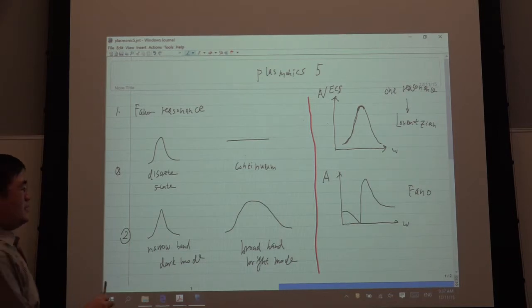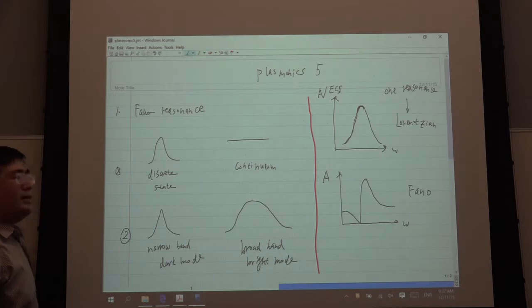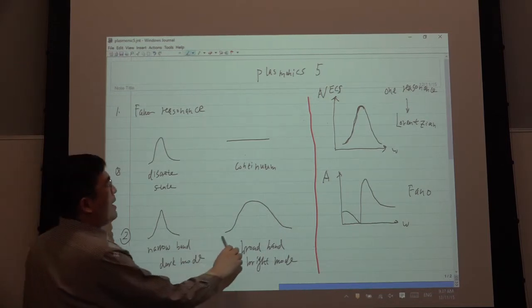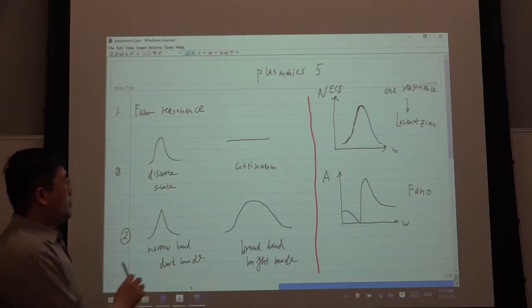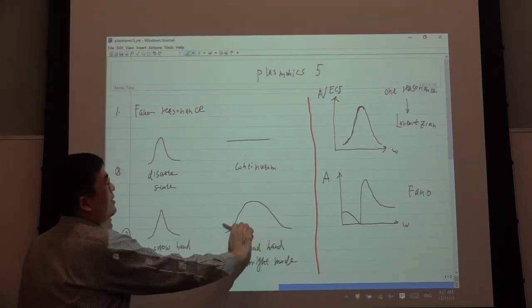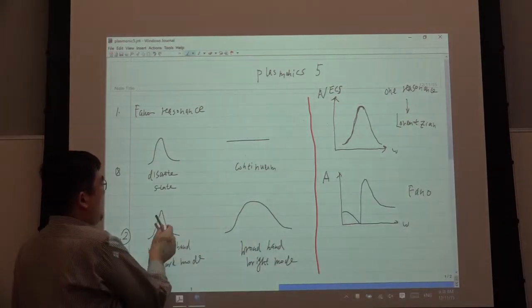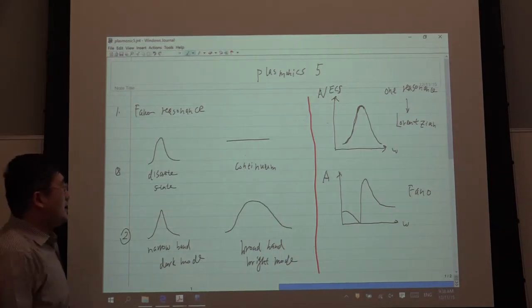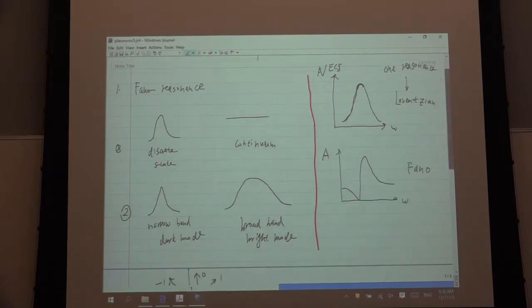Another is a narrow band dark mode. I mean this mode cannot be excited by a plane wave, except when this mode is coupled with a bright mode. The bright mode has a broad band because the bright mode can couple to free space, so it has a leaky loss, and its bandwidth is wider than the narrow band. With these two kinds of situation, they can produce a Fano resonance.